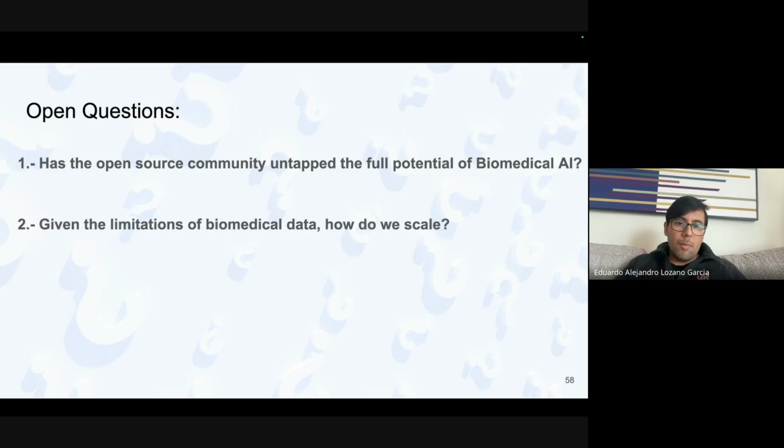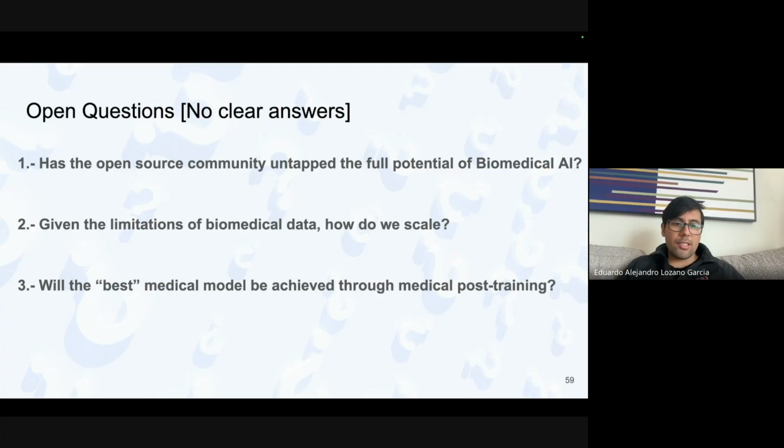But of course, once we really untap the full potential of biomedical AI, we're going to hit the limitation of scaling, right? We've seen that this seems to be a problem in the general domain. So when that happens to medicine, which I think is not yet there, how are we going to keep scaling? Are we going to try synthetic augmentations, or what are the approaches that we're going to use?